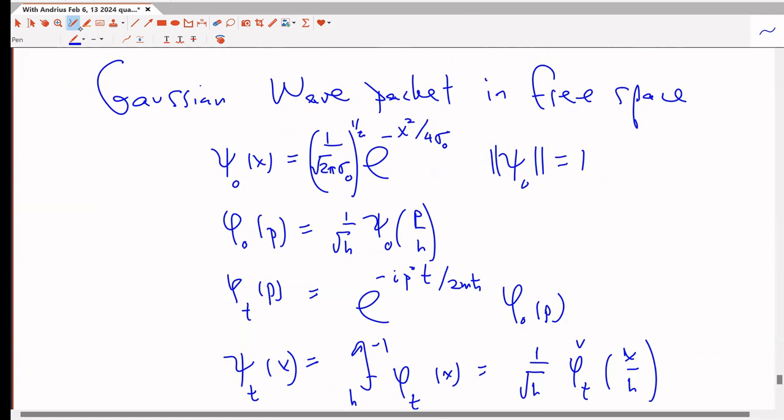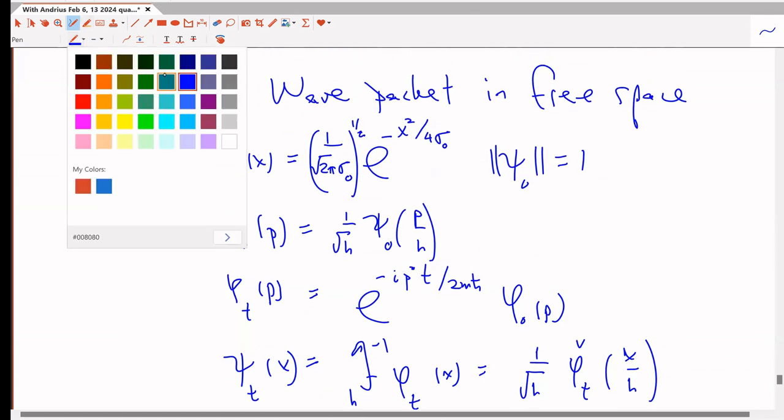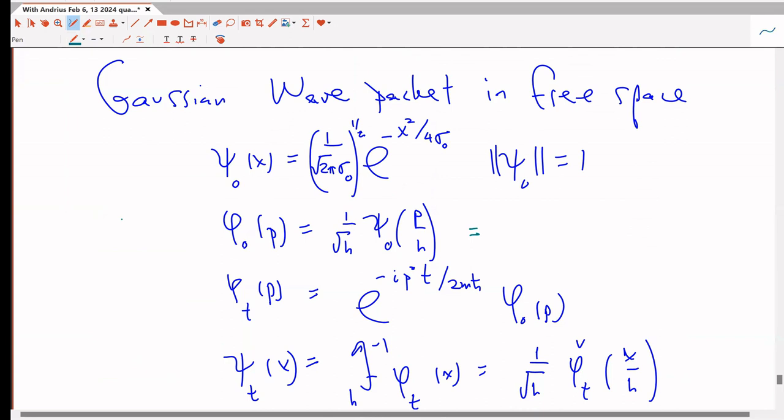I'm being a little stingy here. Let me just write out what this really is. It's going to be a Gaussian. It's going to be 1 over the square root of 2 pi times this, times, let's call it, p. I'm going to put a little superscript on it.